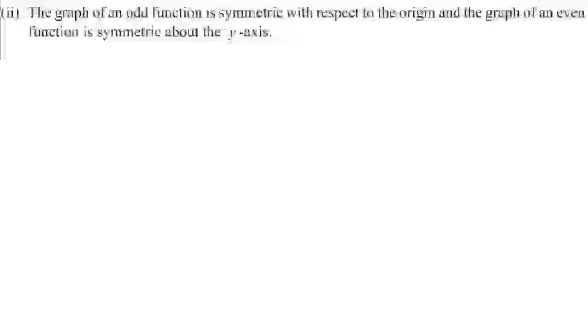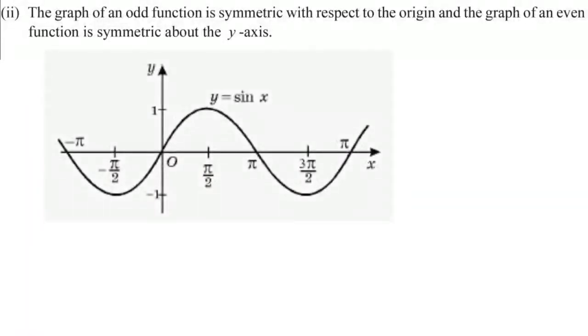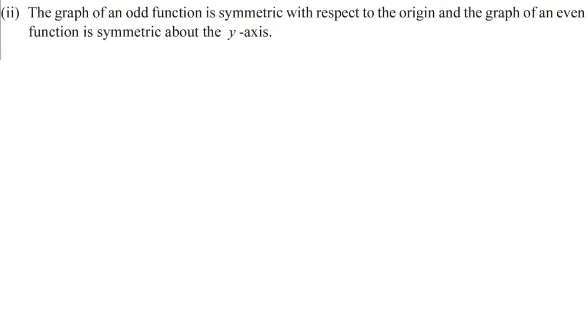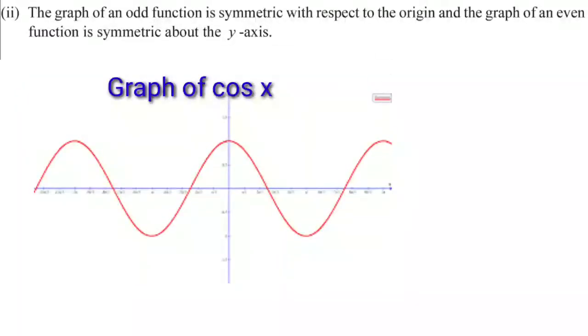Next, using the graph, we are going to find the odd and even function. Here this is a curve of sin x. So this is an odd function. Here this graph is symmetric with the origin, and the graph of cos x is an even function. It is symmetric about the y axis. So from the graph you can identify the odd and even function.